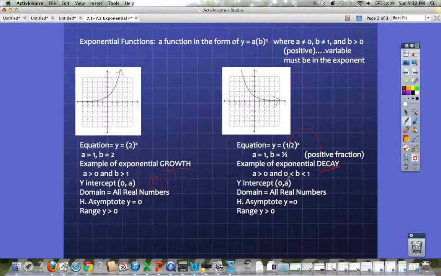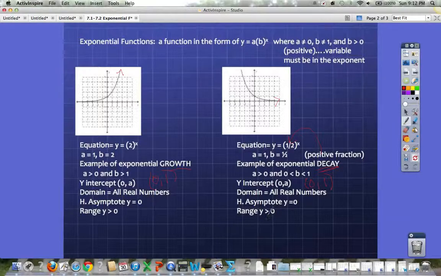The y-intercept again would be at 0, whatever a is. So in this case, again, it would be at 0, 1. And the domain is going to be all real numbers again. And again, the horizontal asymptote would be y is equal to 0. The range would be all numbers greater than 0.